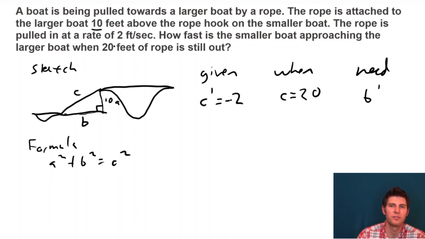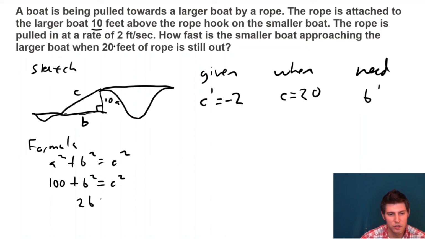But our a is fixed, so to make things a little bit easier, I'm just going to make this 10 squared for a, which is 100, plus b squared equals c squared. Then we are going to differentiate. So the 100 is just going to go away. So it's 2b b prime equals 2c c prime. So now let's plug in values.